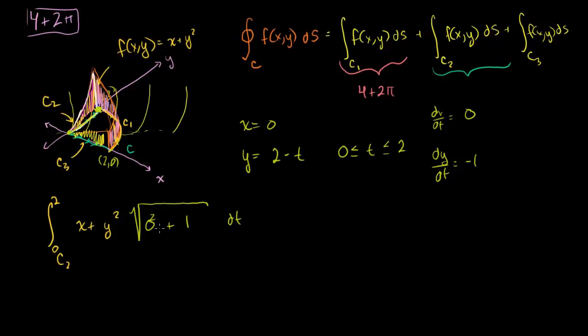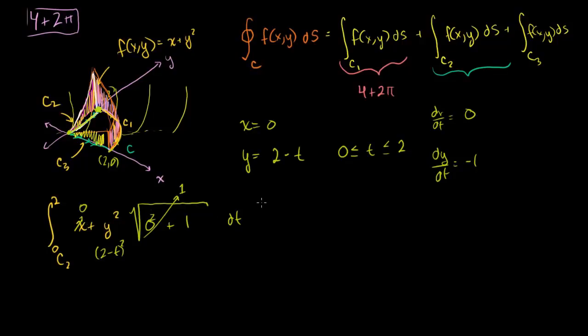And obviously, this is pretty nice. It gets very nice and clean. This is 0 plus 1, square root, this just becomes 1. And then what is x? X, if we write it in terms of our parameterization, is always going to be equal to 0. And then y squared is going to be 2 minus t squared.